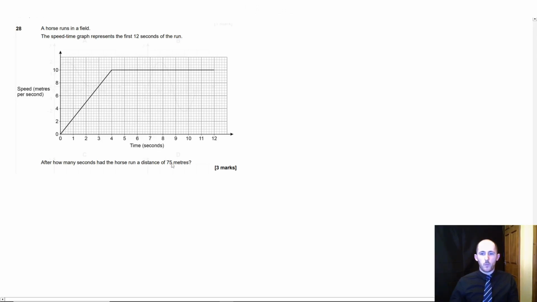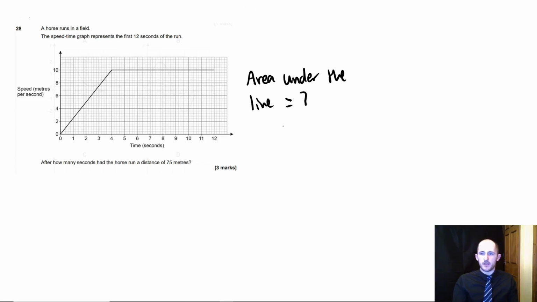Cool. So what I would think of first is how do I relate distance to a speed time graph? And we went through this last week, but it's just the area under the line, right? Should equal 75. There are two ways to do this. One way that I show A-level students is I make this a big trapezium and say that the area will equal 75 meters.